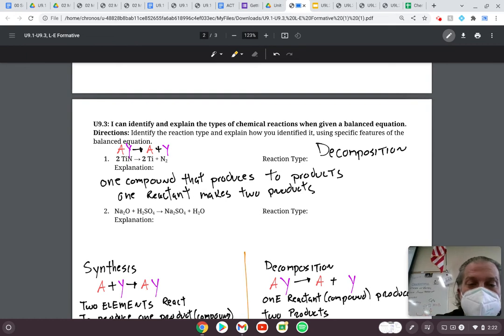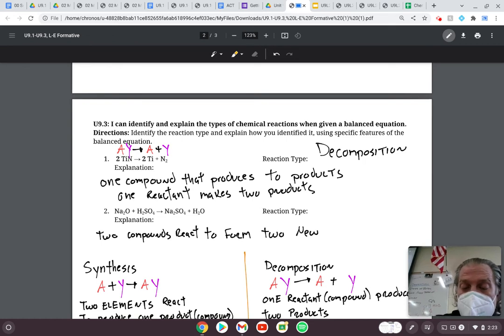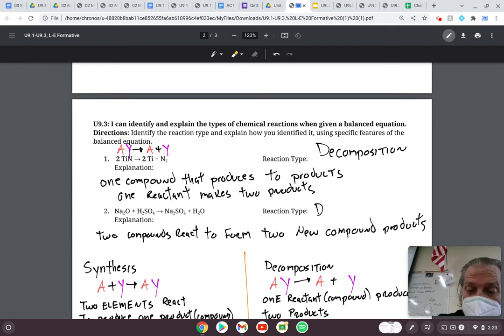Holy buckets. I see that I have 2 reactant, let me do this. 2 compounds react to produce or to form 2 new compound products. Okay. And again, so that should tell you that it is a double replacement.